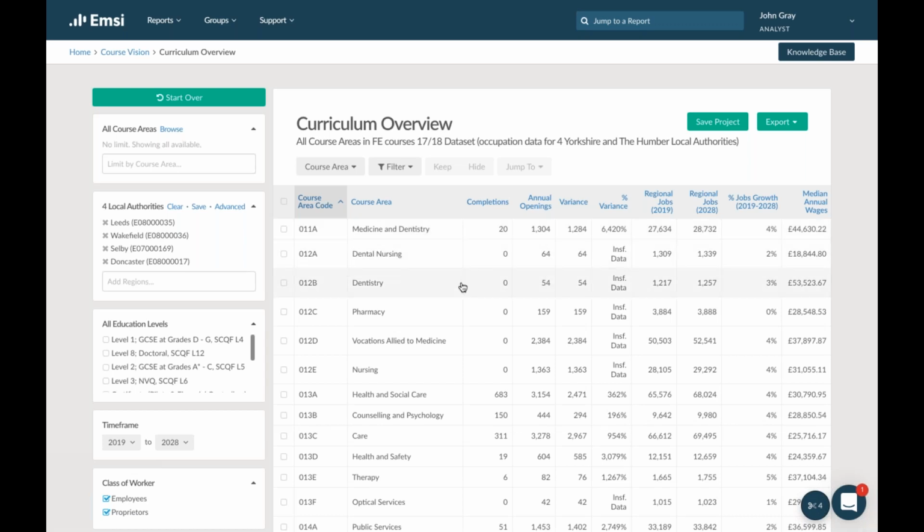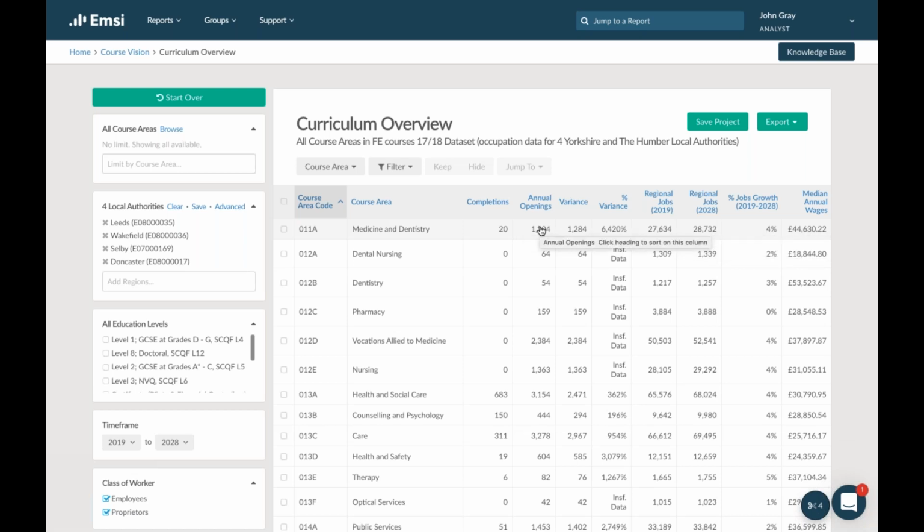So to quickly talk through what this all means. First of all, we have the course area code. We've then got the course area, so here we're looking at courses relating to medicine and dentistry. We then have the number of completions. As I said, this is just dummy data, so this would be your number of course completions. We then projected that with other data around the labour market. So we've got annual openings and the variance percentage. We're also showing the regional jobs for 2019 and the regional jobs in 2028. Hovering over these first, we can see that there's good growth projected out to 2028 and a good annual wage.